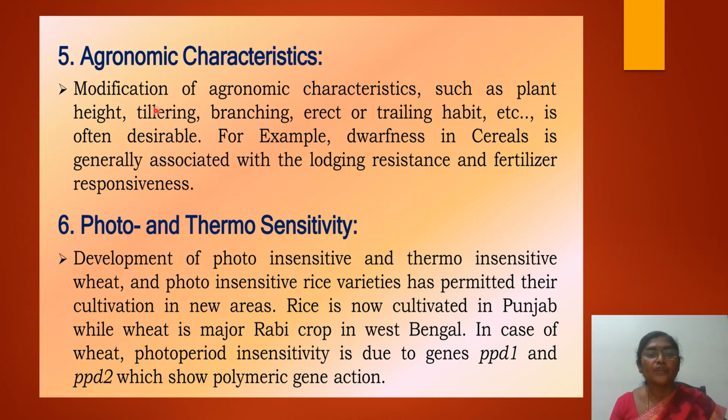Agronomic characteristics. Modifications of agronomic characteristics such as plant height, tillering, branching, erect or trailing habit, etc. is often desirable. For example, dwarfness in cereals is generally associated with lodging resistance and fertilizer responsiveness. Then photo and thermosensitivity. Development of photo-insensitive and thermo-insensitive wheat and photo-insensitive rice varieties has permitted their cultivation in new areas. Rice is now cultivated in Punjab while wheat is a major rabi crop in West Bengal. In case of wheat, photoperiod insensitivity is due to genes PPD1 and PPD2 which show polymeric gene action.